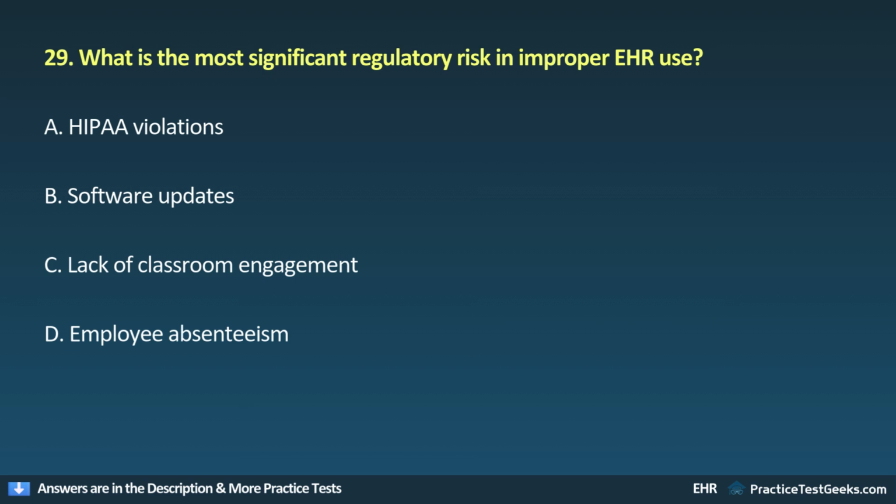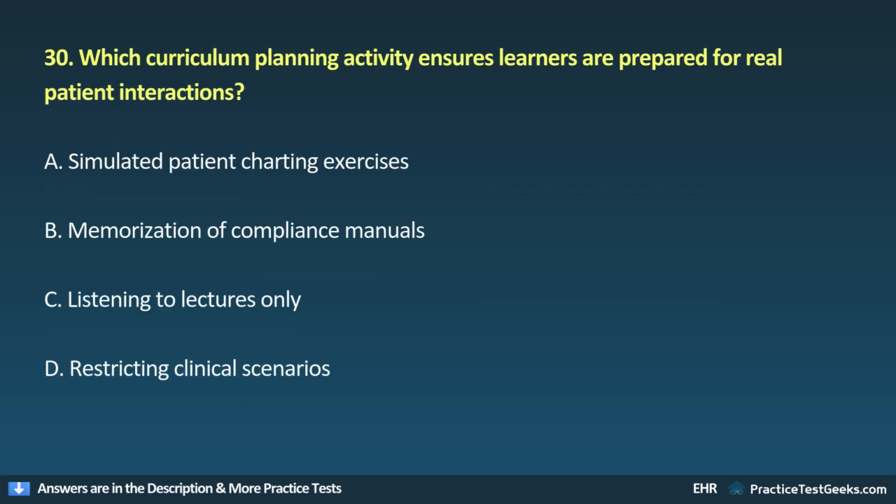29. What is the most significant regulatory risk in improper EHR use? A. HIPAA violations. B. Software updates. C. Lack of classroom engagement. D. Employee absenteeism.